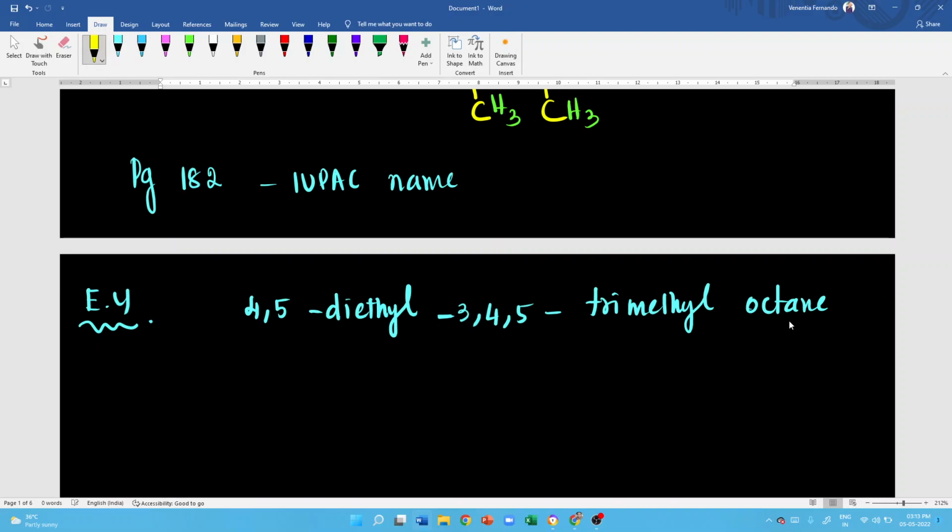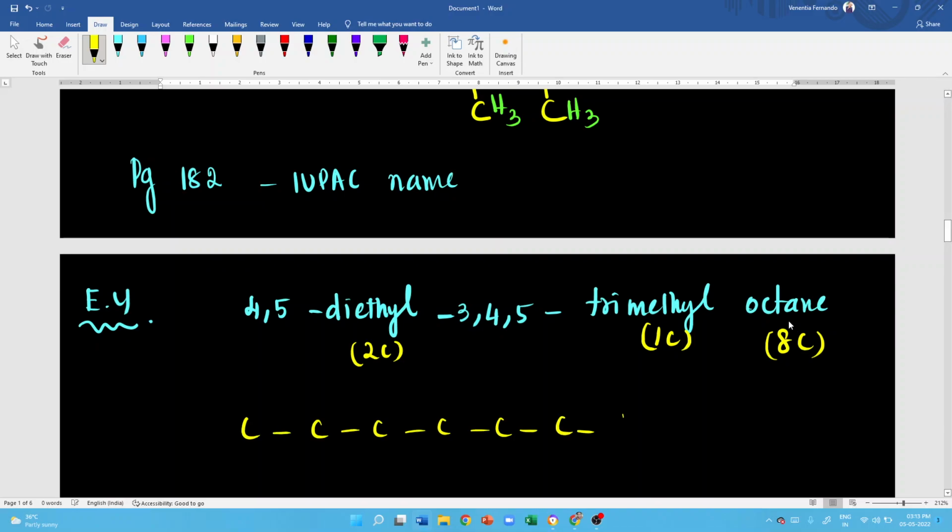So octane means 8 carbons. In the 8 carbons, a methyl group means 1 carbon, and an ethyl group means 2 carbons. First let me draw the 8 carbons, 5, 6, 7, 8, and then let me number the carbons.